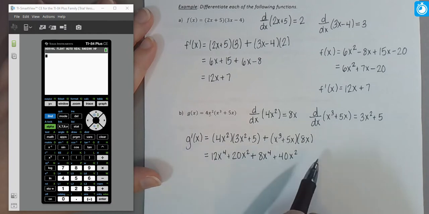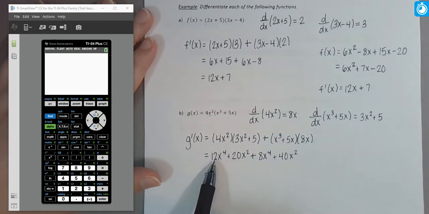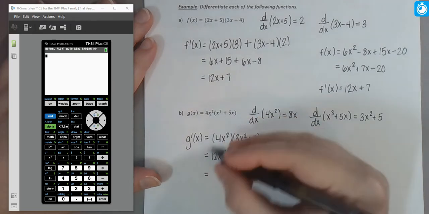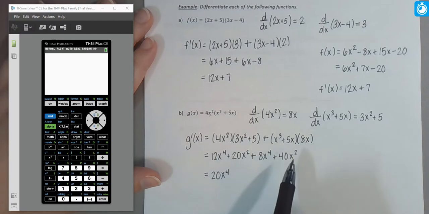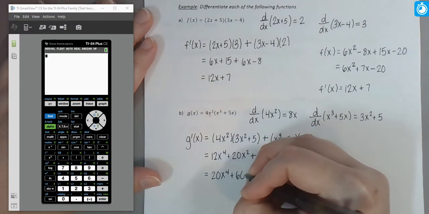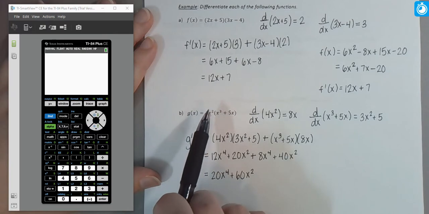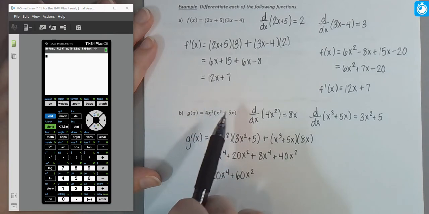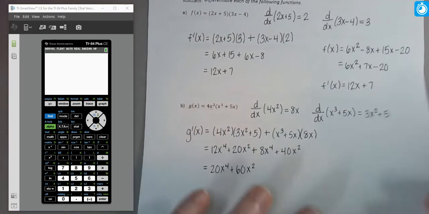Now notice we have 2 pairs of like terms. So 2 terms with x to the 4th power, 2 terms with x squared. So let's combine all of those together. So 12x to the 4th plus 8x to the 4th is going to be 20x to the 4th. And then 20x squared plus 40x squared is going to be 60x squared. That is going to be our derivative. And again, if we wanted, we could distribute at the very beginning and then differentiate term by term just like we did here, and we will find that we end up with the same derivative in that case.